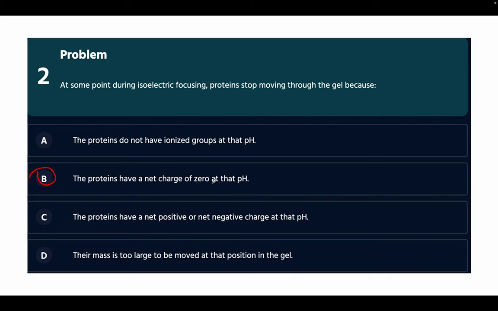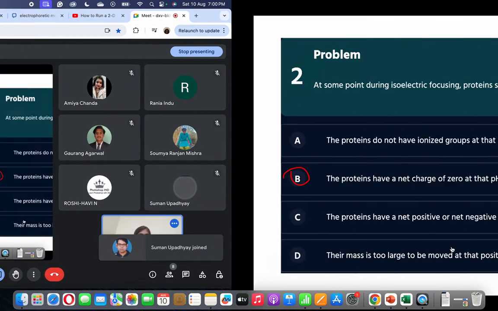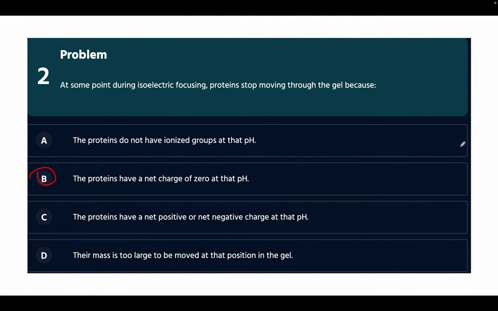They have net charge of 0. Okay, net charge of 0 does not mean that there are no ionized groups. It just means that the number of positive and negative charges is equal. Okay, so the net charge is 0. Right? It has nothing to do with their mass. Okay, an IPG strip is, we sometimes even run in an agarose strip. So it has nothing to do with the protein mass. It just has to do with the fact that the net charge of the protein is 0.